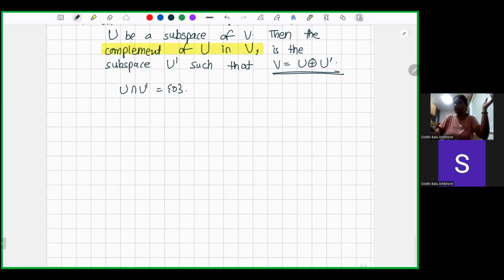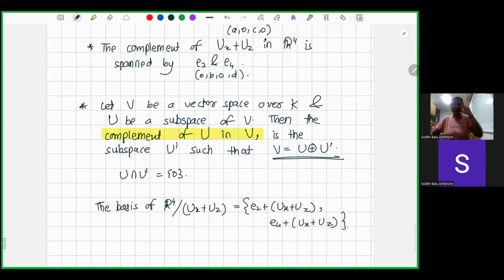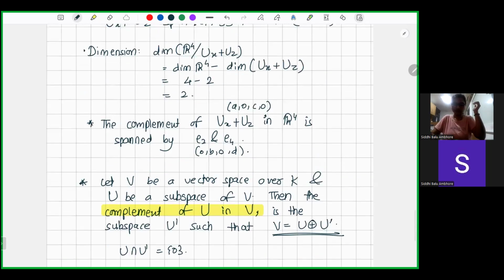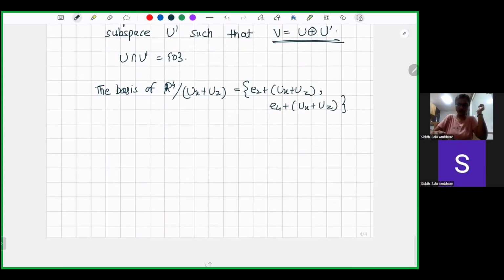Okay, and that's why the basis of R4 quotiented by this Ux plus Uz will be, just a second, yeah, it will be E2 plus this Ux plus Uz, comma, E4 plus Ux plus Uz. I hope that is okay. Okay, and yes, that's it.